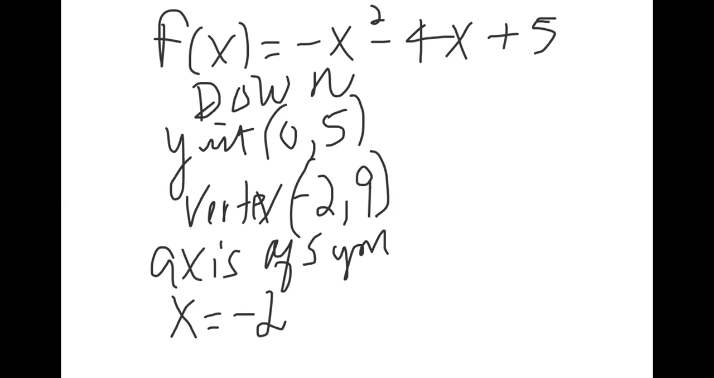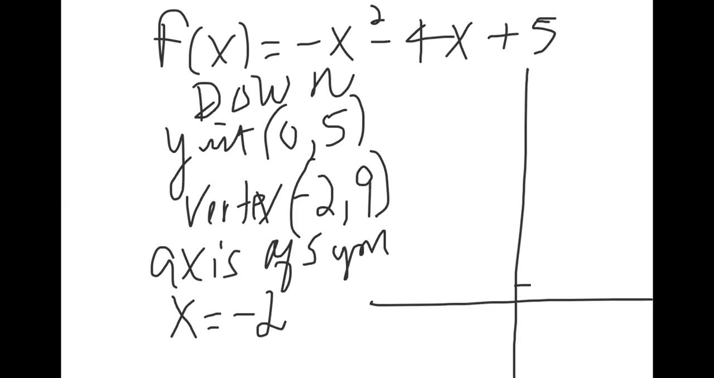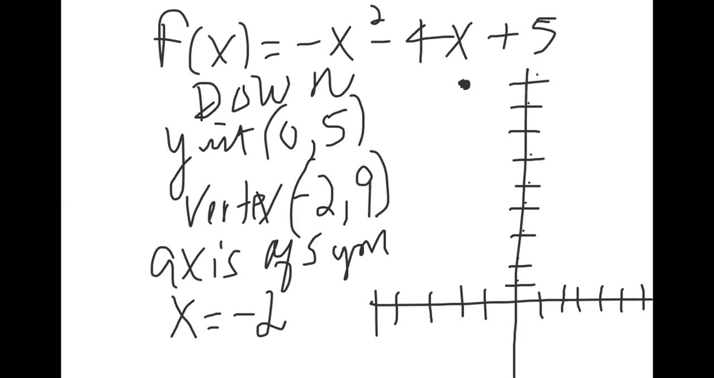So to graph this one, guys, we're just going to go to the XY plane, okay? I am always going to plot my vertex first, guys. I like plotting the vertex first, okay? So I'm gonna go to the XY plane here, find my vertex coordinate. So 1, 2, 3, 4, 5, 6, 7, 8, 9, and it's (-2, 9). That's the vertex way up here, guys.